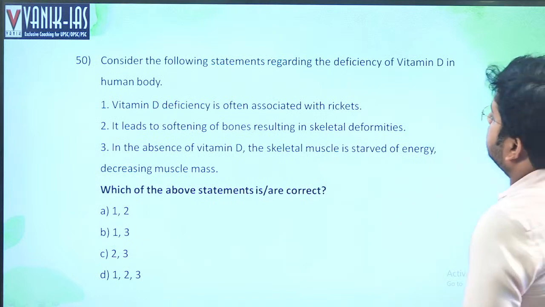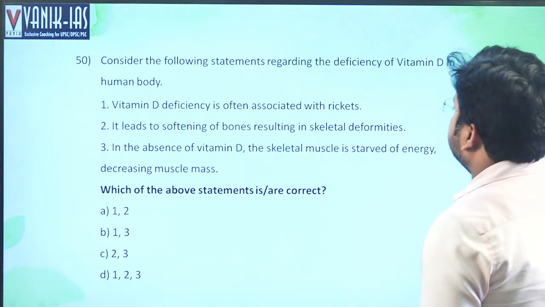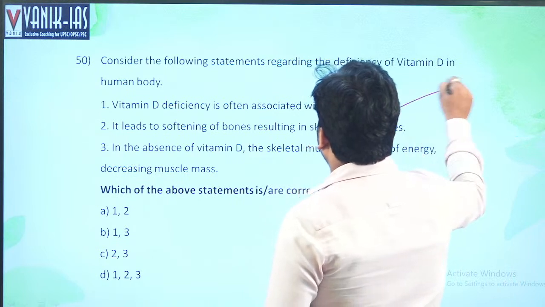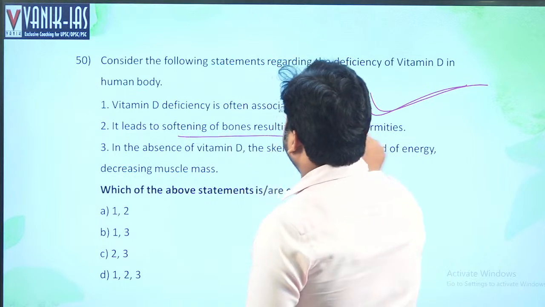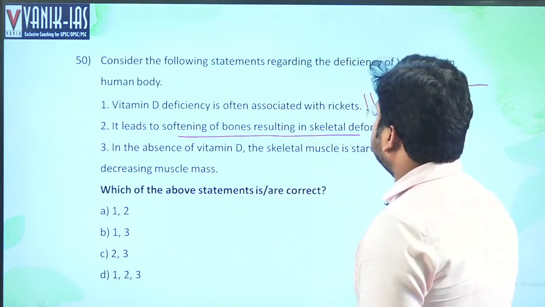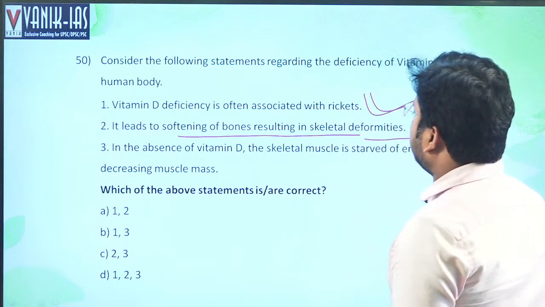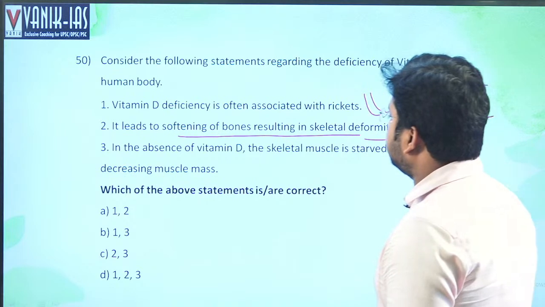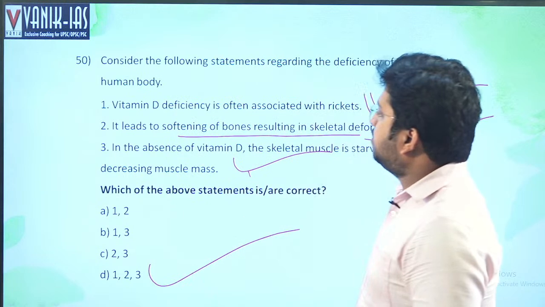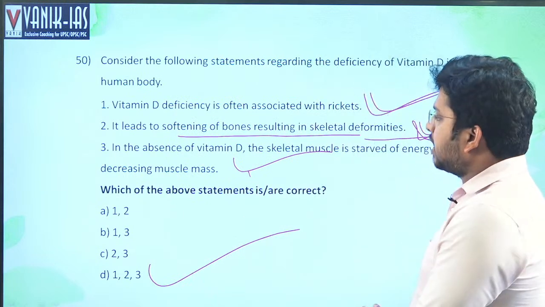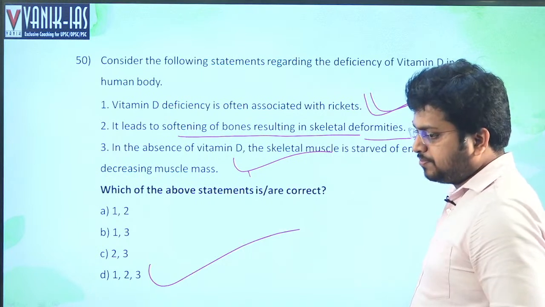Then consider the following statements regarding the deficiency of vitamin D. Vitamin D deficiency is often associated with rickets. It leads to softening of bones, resulting in skeletal deformities. In the absence of vitamin D, skeletal muscle will be starved of energy, decreasing muscle mass. All the statements are right regarding vitamin D deficiency associated with rickets.